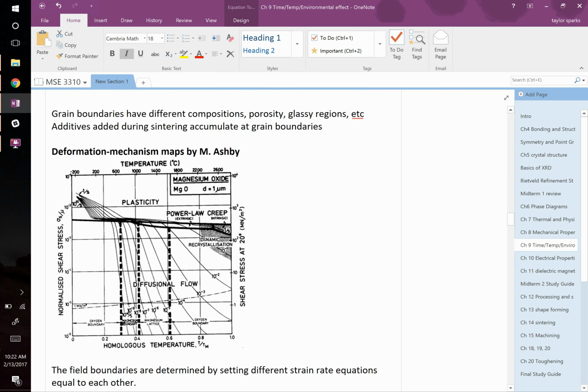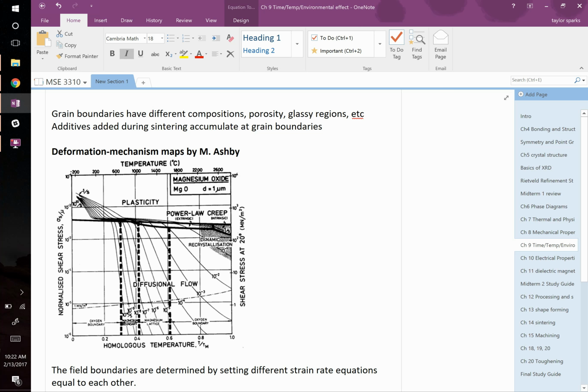What we're really getting at, though, is this. Ashby, a very bright guy who's at Cambridge, I think, came up with this plot. It's a deformation mechanism map, right? It's a function of homologous temperature, that's the temperature divided by the melting temperature, so you can make this for all materials because you know the melting point. You plot it against tensile stress, or shear stress, or whatever. In this case, they've got shear stress divided by homologous temperature.